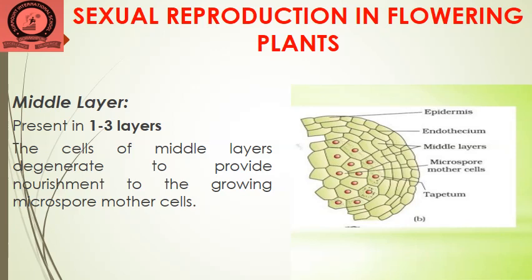The third layer of the anther wall is known as the middle layer. It is present just beneath the endothelium. It is made up of 1 to 3 layers. The cells of the middle layers degenerate to provide nourishment to the growing microspore mother cells.